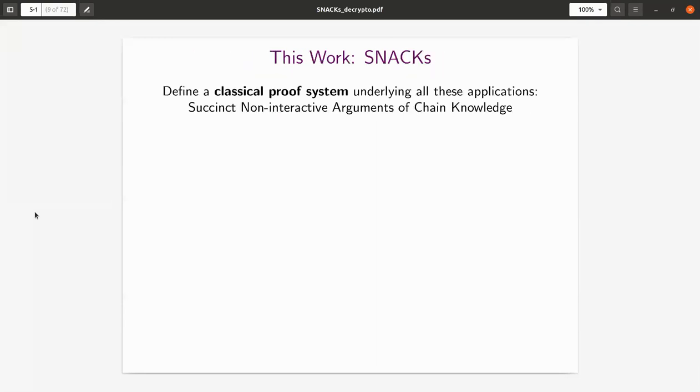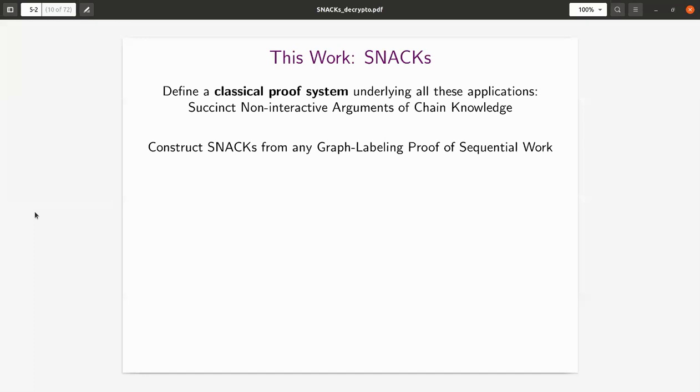So in this work, what we do, we define a classical proof system underlying all of these applications, whether we're talking about bootstrapping, side chains, and transaction inclusions. There's a central entity that we define, and that will be useful for solving all of these applications. But we focus on the bootstrapping, as I said. So the proof system that we define is called succinct non-interactive arguments of chain knowledge, abbreviated as snacks.